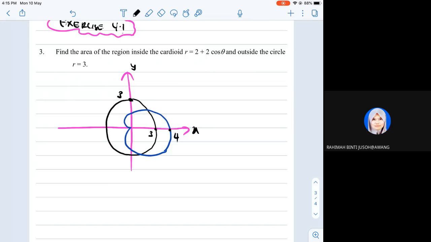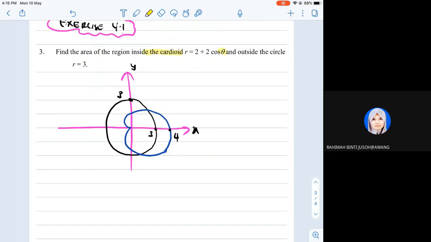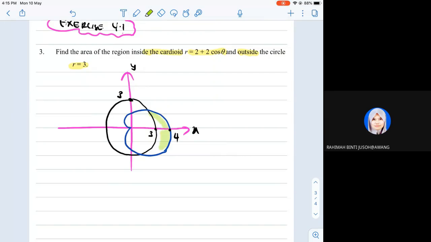Okay. It said that find the area of the region inside the cardioid. Inside cardioid but outside the circle. Okay, so inside cardioid, outside circle. So the region should be here. Okay, this is the region.